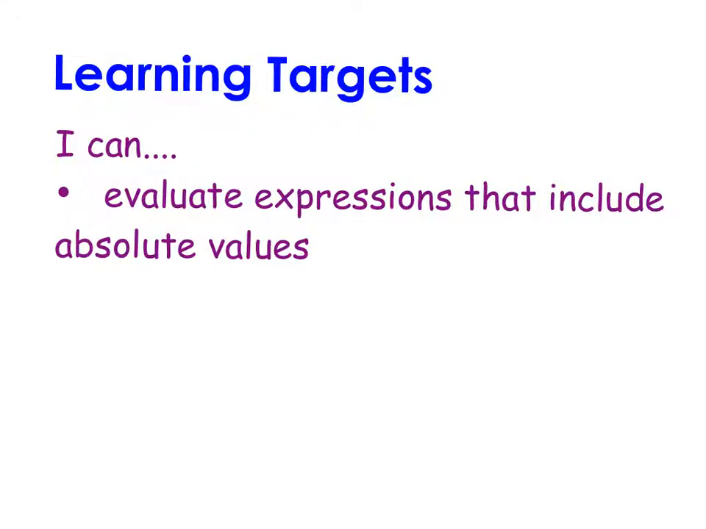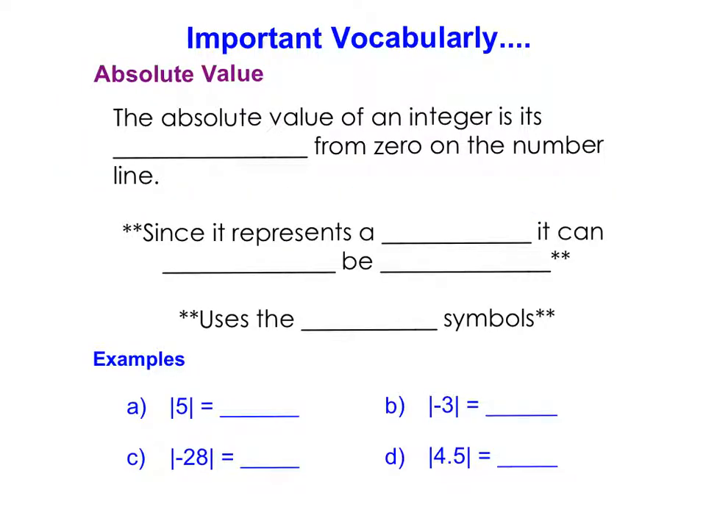In this video, we're going to evaluate expressions that contain absolute value symbols within them. Now, before we add absolute values into an expression to evaluate it, we need to talk about what an absolute value actually is. So, the absolute value of an integer, or the absolute value of any number, is its distance from 0 on the number line. So it's its distance from 0, how far it is away from that 0 mark on the number line.